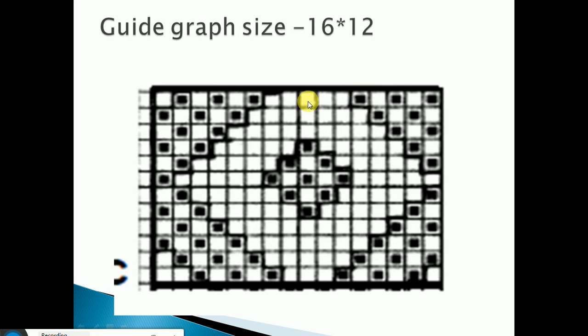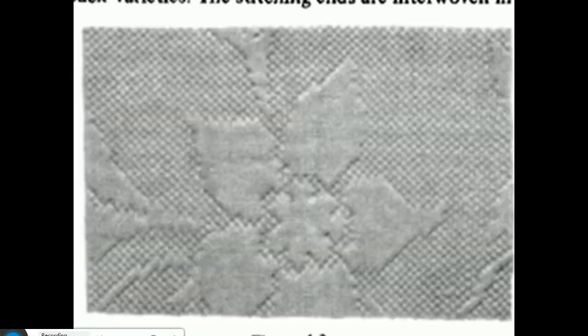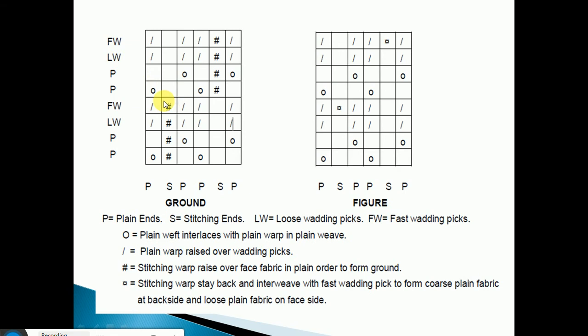What's the reason behind that? We know that for the fast warded pique, the stitching end will work in a plain order irrespective of ground and figure. That means suppose here up, this is down, here it will definitely come up, this down, next up, down, next up. That's why in the guide graph, you should draw the design in a manner that the order of flowing is in a plain order.